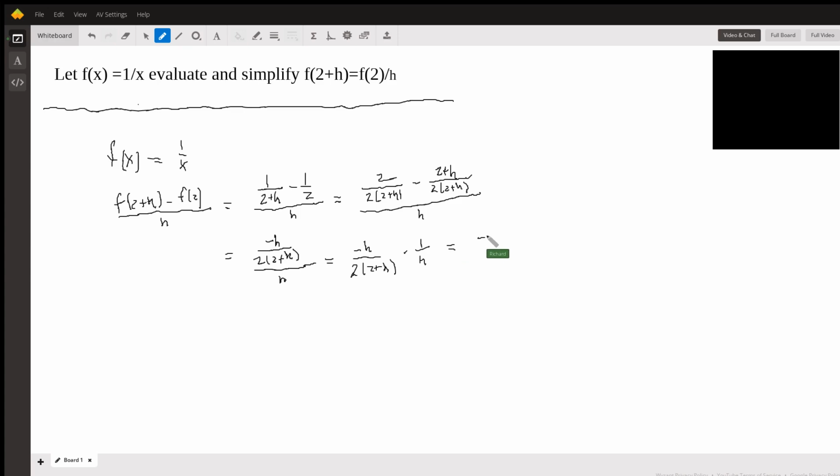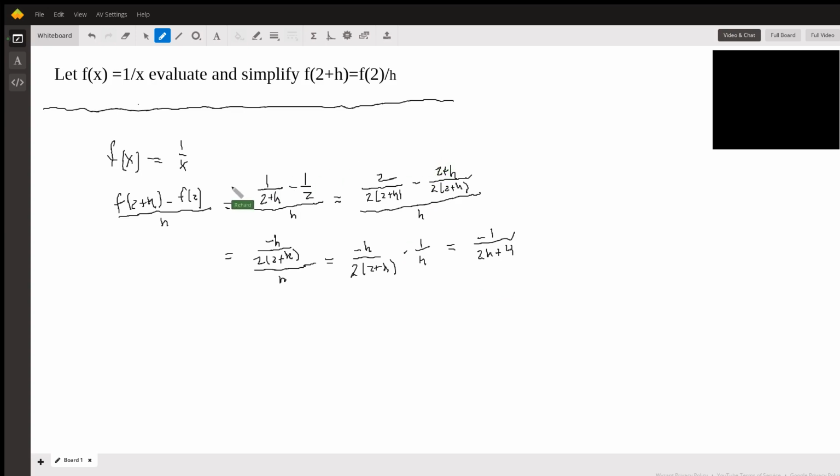So this is going to leave us with negative, because the h's cancel, negative 1 over, and I think we might as well distribute the 2, so you're going to get 2h plus 4. And that's the difference quotient here.